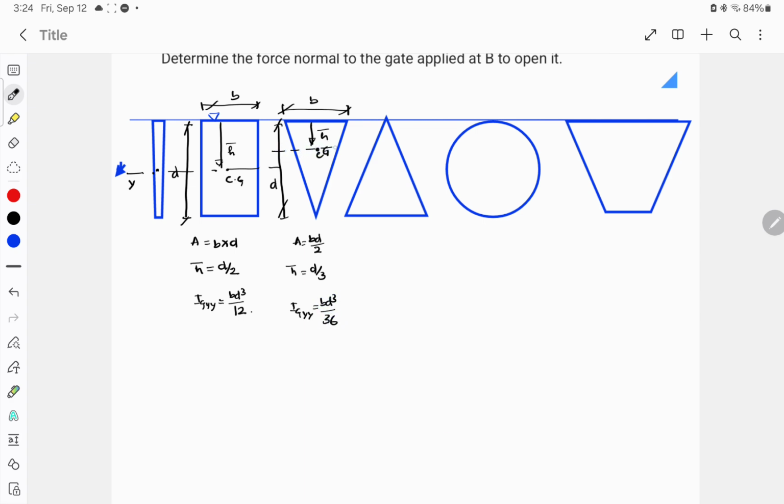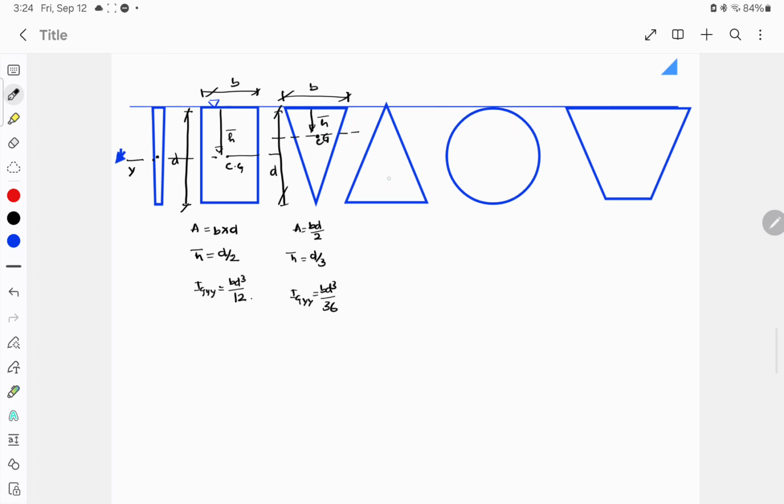This is the IGYY. Here the center of gravity will be here. Again the area is bd by 2. This is b, this is b, and this is d. Okay, so bd by 2, h bar will be 2 by 3 of d, and IGYY will be bd cube by 36. No change in this.